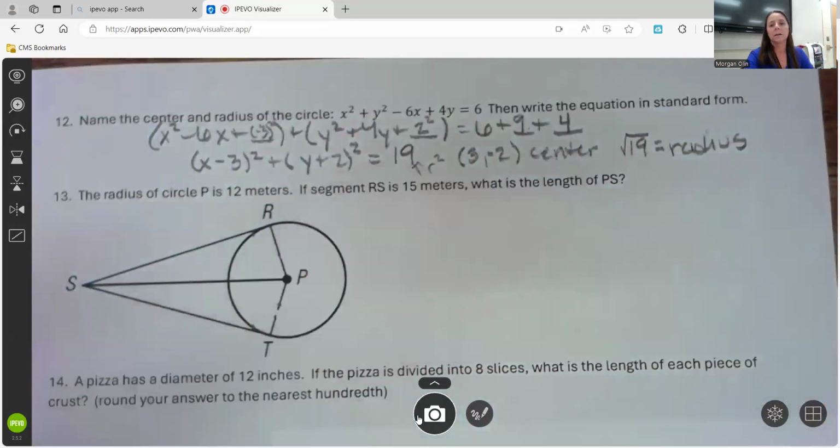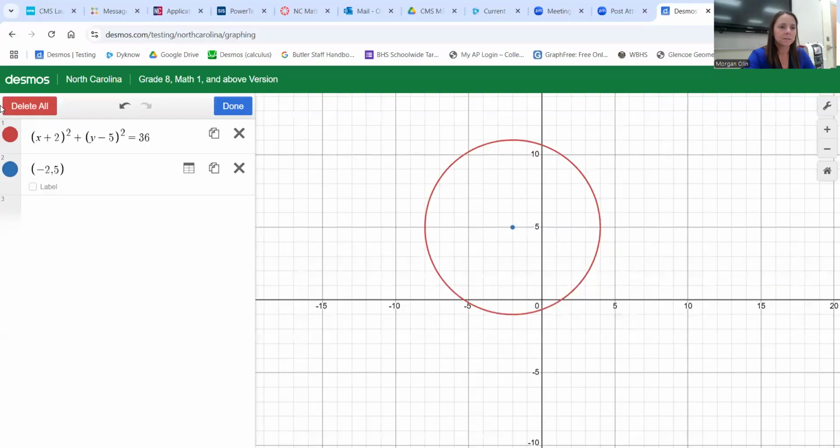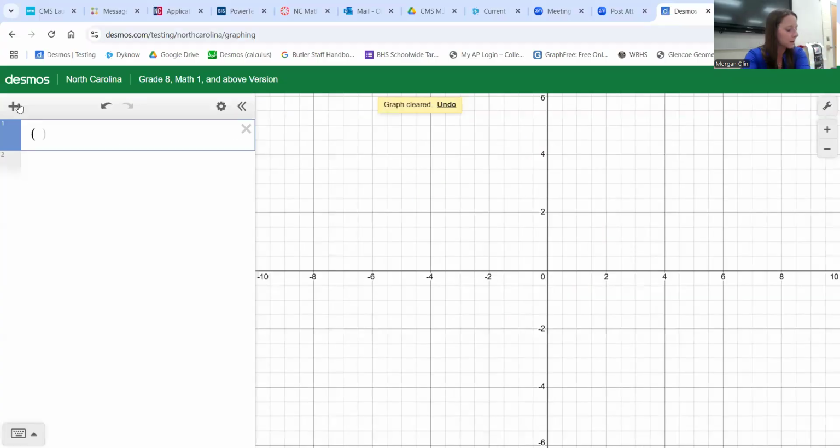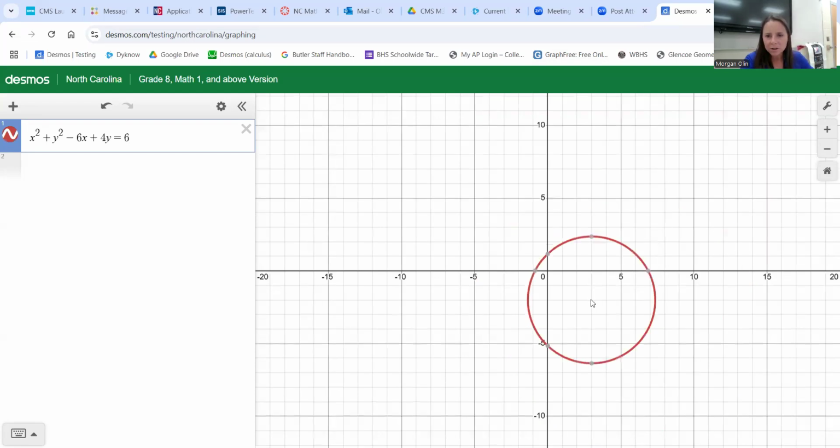All right. So when I go to Desmos on this one, I'm going to plug in the entire thing, what they gave us. All right. x squared, oops, not parentheses, x squared plus y squared, okay, minus 6x plus 4y equals 6. All right, so we see the circle pop up. I'm going to arrow out. Now, we can kind of estimate where the center is. It looks like it's right here. So that looks like at negative 3, 2.